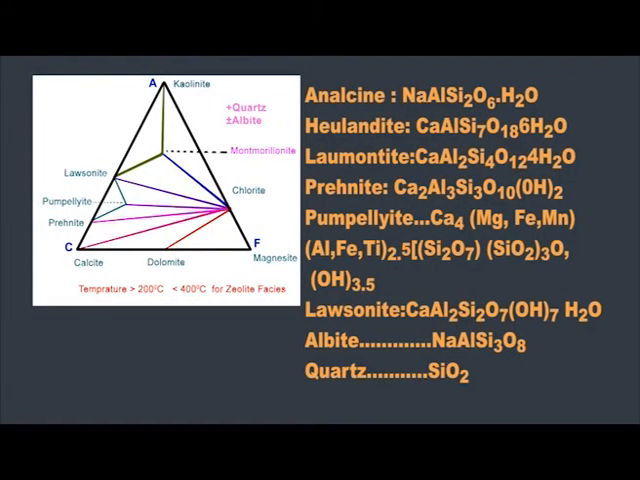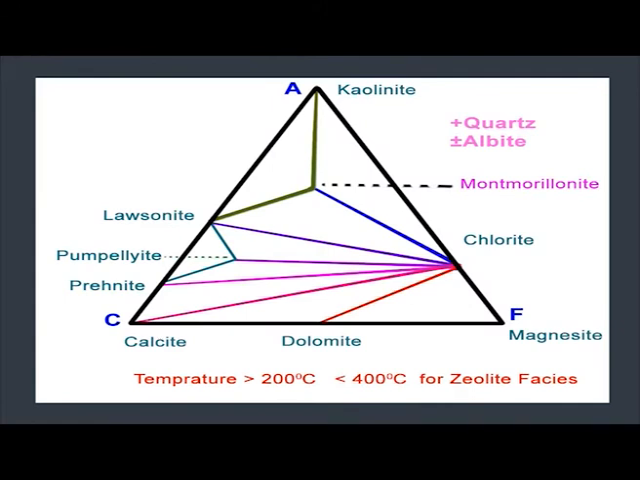Important characteristic minerals are as follows: analcine NaAlSi2O6.H2O, heulandite CaAl2Si7O18.6H2O, laumontite CaAl2Si4O12.4H2O, prehnite Ca2Al3Si3O10(OH)2, pumpellyite Ca4(Mg,Fe,Mn)(Al,Fe,Ti)5Si6O21(OH)7, lawsonite CaAl2Si2O7(OH)2.H2O, albite NaAlSi3O8, and quartz SiO2. Sedimentary minerals such as kaolinite and montmorillonite are still stable at this lowest temperature of metamorphism.